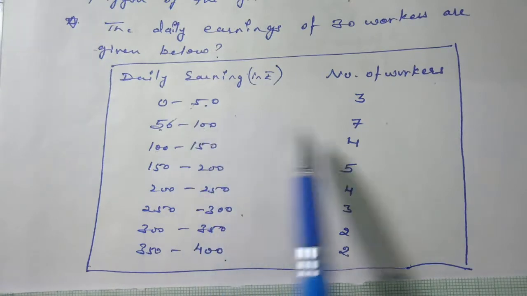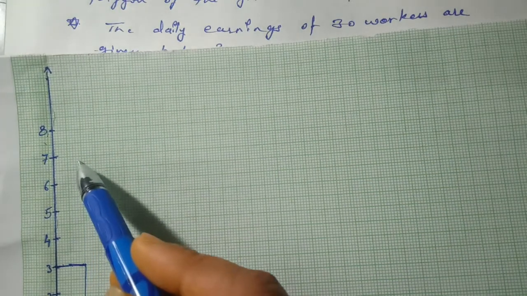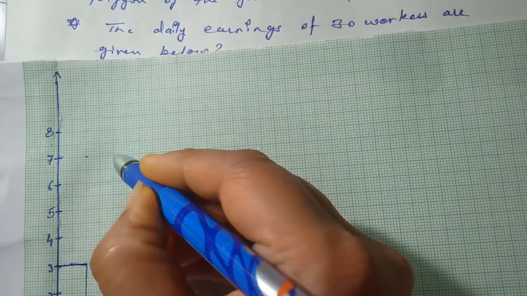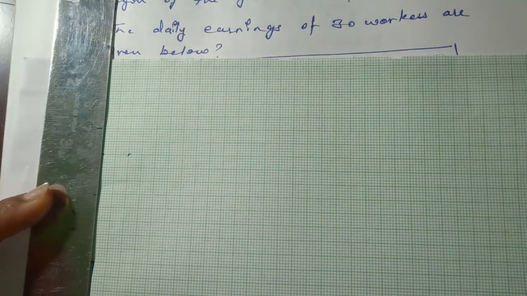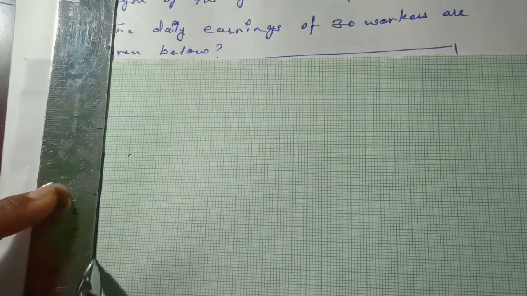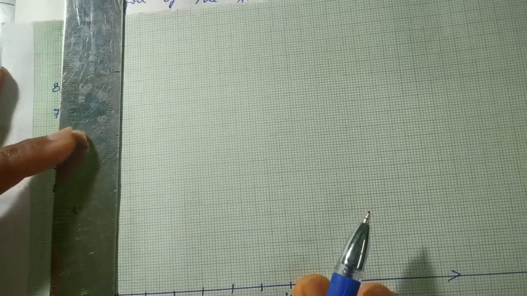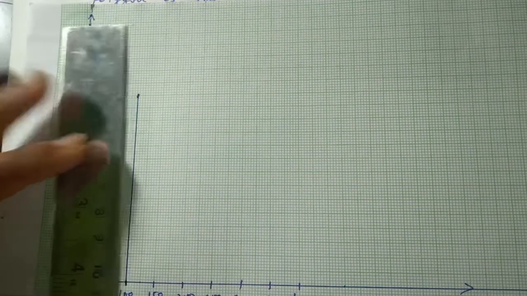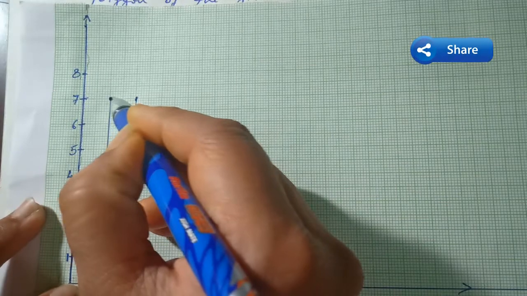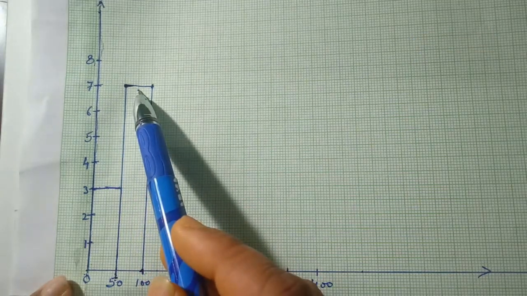Move to the next. For 50 to 100 we have 7. For 50 to 100, both the lines we have to extend up to 7. This is the 7 point. For 100 also 7 points. So I am taking the scale, and with the help of the scale I am going to mark. You have to follow the lines of the graph. Draw it for 100 also. This way, draw the horizontal line. So the next rectangular strip is for 50 to 100 which extends up to 7.